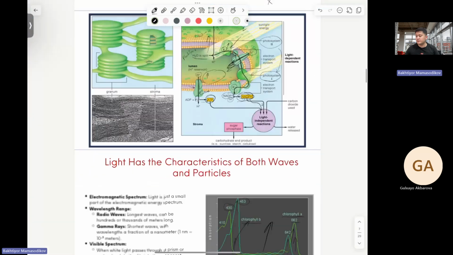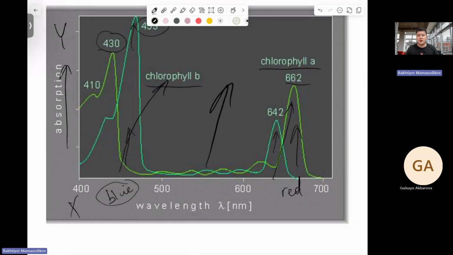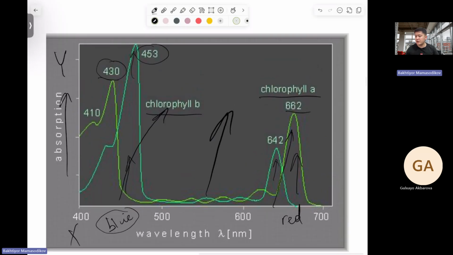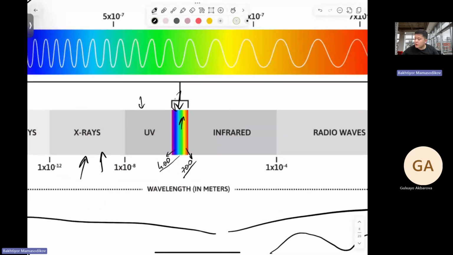Okay, that's it. In this graph, I hope you understood this graph. The y-axis shows the absorption, and the x-axis shows the wavelengths in nanometers. And for the peaks, you can see the chlorophyll A peaks at 430 and 662, and chlorophyll B peaks at 453 and 642. These are the most efficient light colors for energy capture. And all of them contain energy. In the blue, you also have energy.